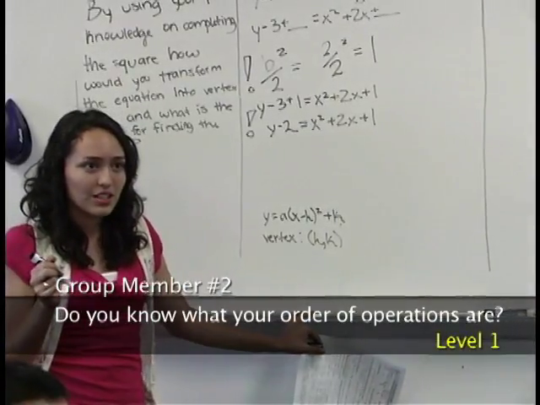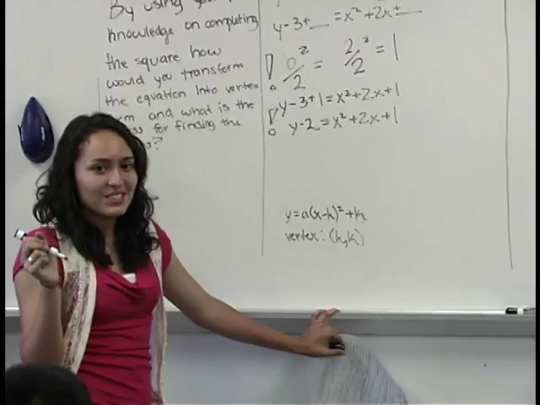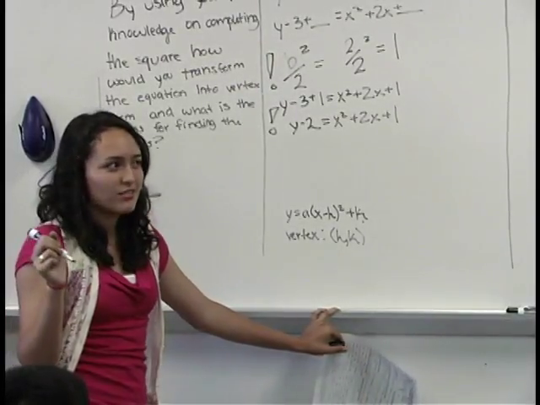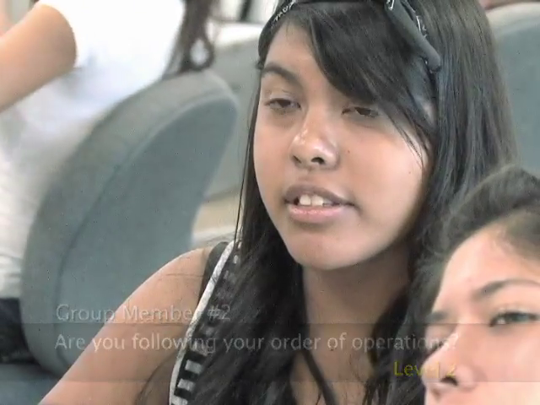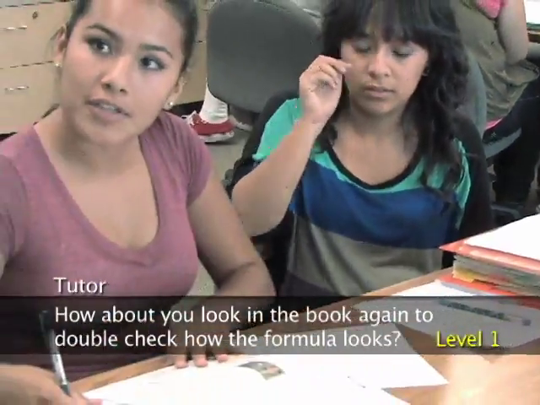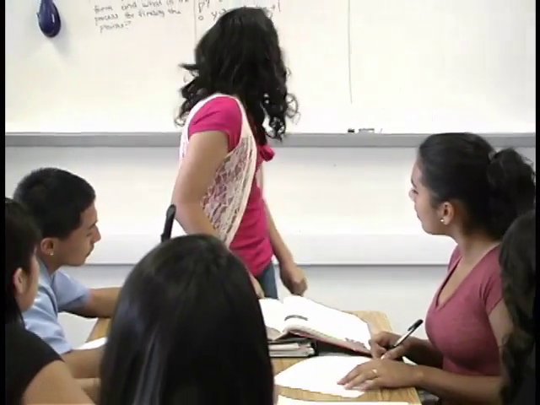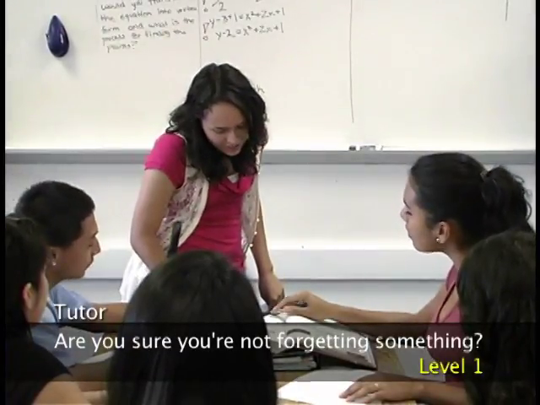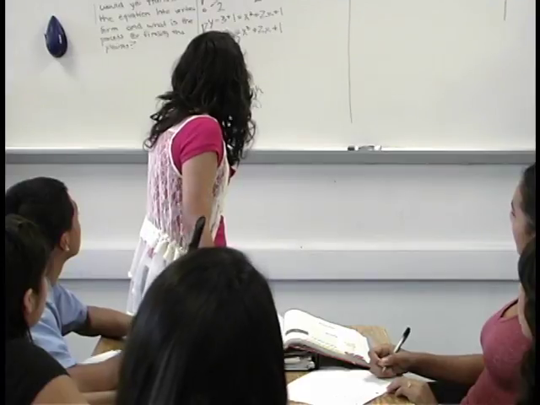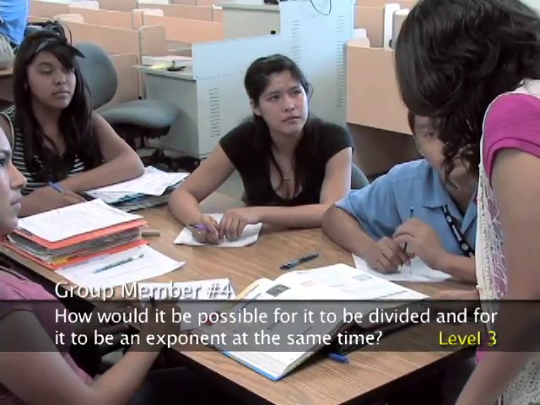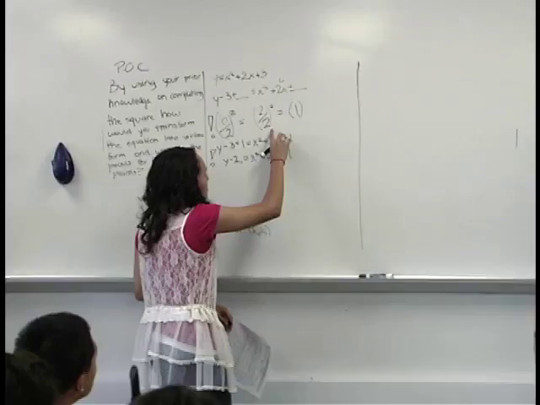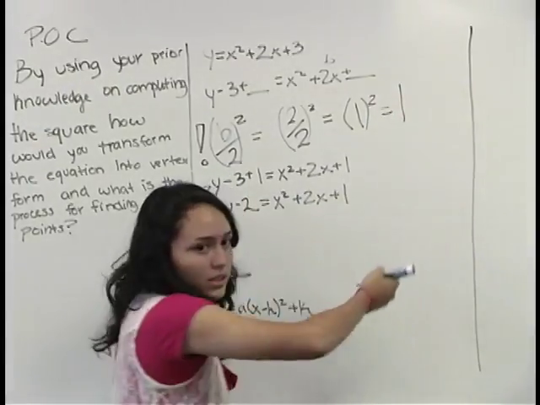Do you know what your order of operations are? PEMDAS: parentheses, exponent, multiplication, division, and addition and subtraction. So are you following your order of operations? Let's see, how about you look in the book again to double check how the formula looks? Are you sure you're not forgetting something? How would it be possible, in the order of operations, for divide and exponent to be at the same time? You would actually do that this way, and then you square it, and then you would get 1. Good job.